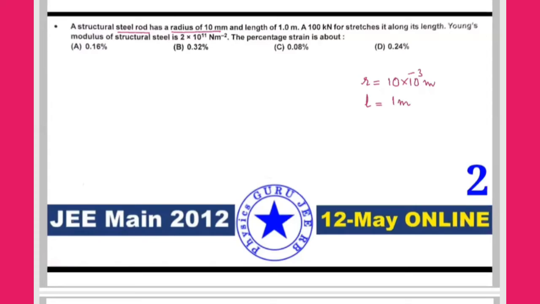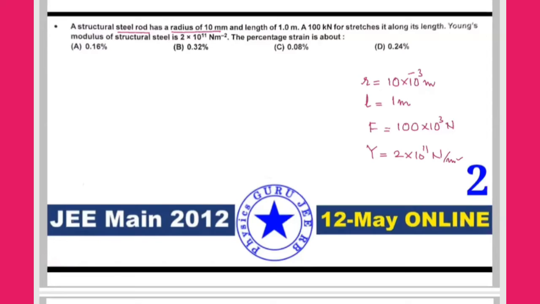A steel rod of radius and length is given. Okay, so 100 kilonewtons, that means force is applied here. Force is 100 kilonewtons, that's nothing but 10 to the power of 5 newtons. Next, it stretches along its length. Young's modulus of the structural steel is also given. A straightforward problem, 2 into 10 to the power of 11 newton per meter square.